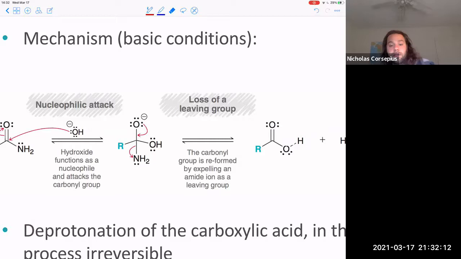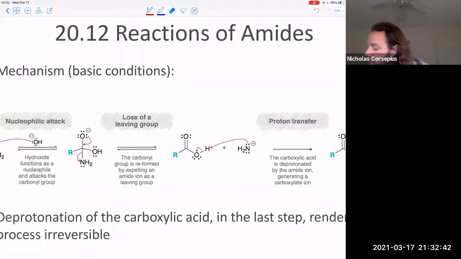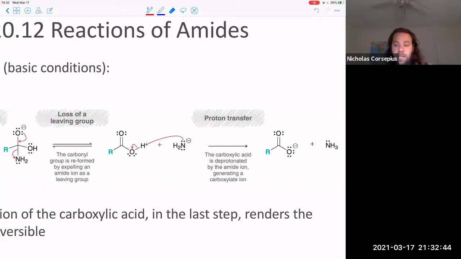As I've been saying, if out of every tetrahedral intermediate that forms only a few of them go in this direction, that's still progress, because anything that goes in the reverse direction just has a chance to react again. So this will create our carboxylic acid and now the amide, but the amide is a really strong base, so that's going to go ahead and deprotonate that oxygen, leaving you with ammonia and a carboxylate ion.